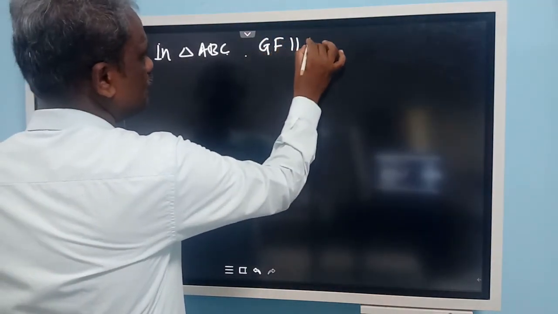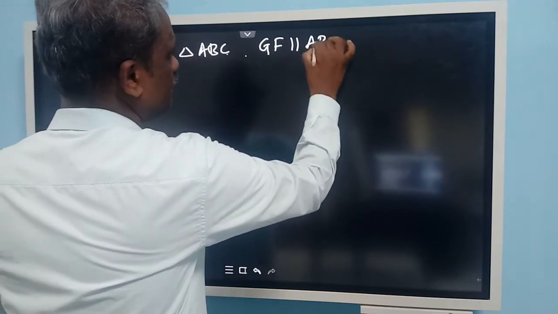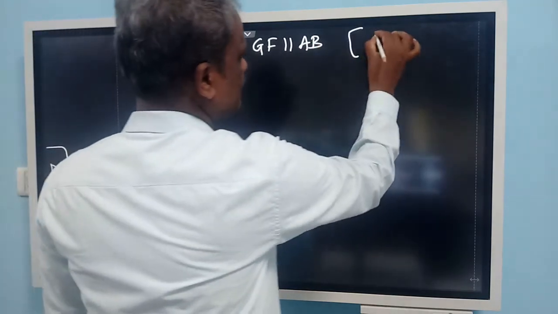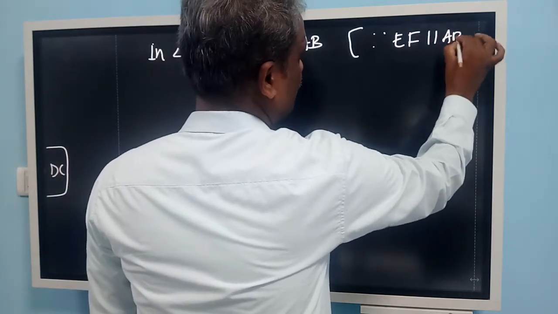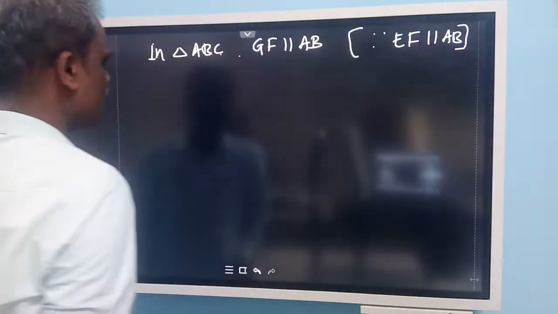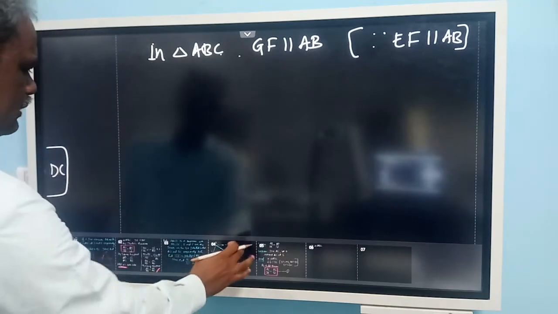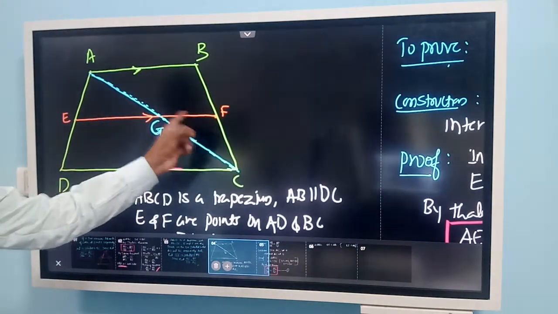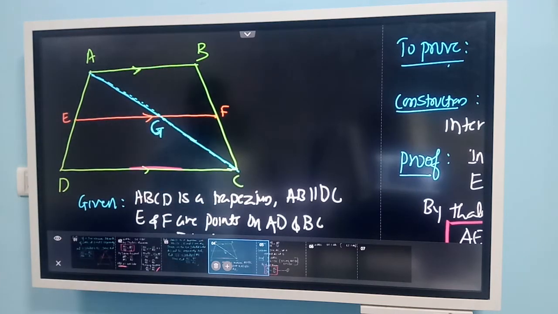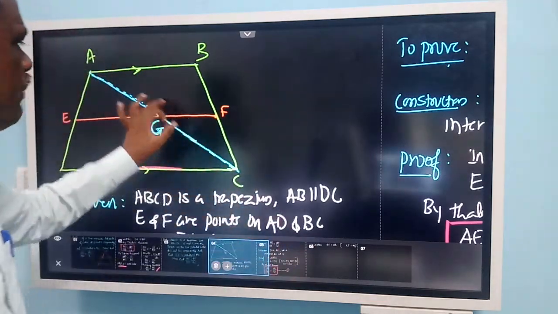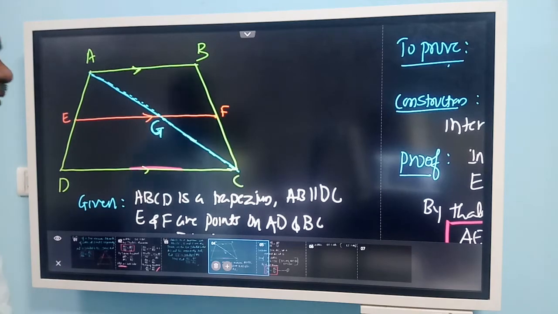GF is parallel to AB because it is given that EF is parallel to AB. Since EF is parallel to AB, you can write GF parallel to AB. Look at this diagram: EF is parallel to AB, and in the same way GF must be parallel to AB. So now GF parallel to AB means apply Thales theorem. Apply Thales theorem to this triangle.